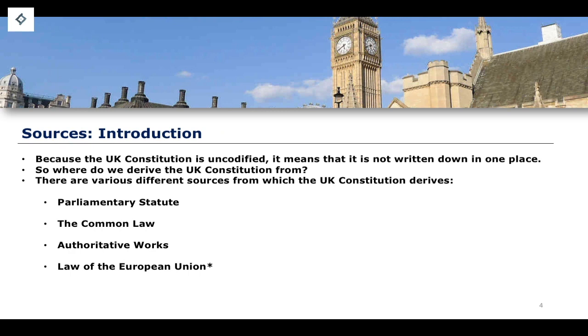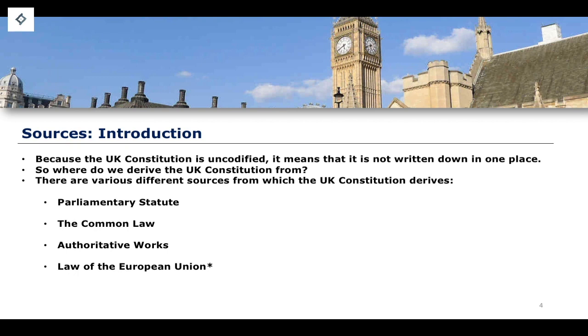I've put a little asterisk there because, of course, we are no longer members of the European Union. But before we left the European Union, the UK Constitution was quite heavily influenced by the various laws and principles which derived out of the EU, whether that be through the treaty law that existed within either the Treaty on European Union or the Treaty on the Functioning of the European Union, or whether it was the kind of secondary legislation, whether that be directives and regulations, for example, that contributes to the Constitution. These are considered to be the legal and particularly non-legal sources of the UK Constitution.